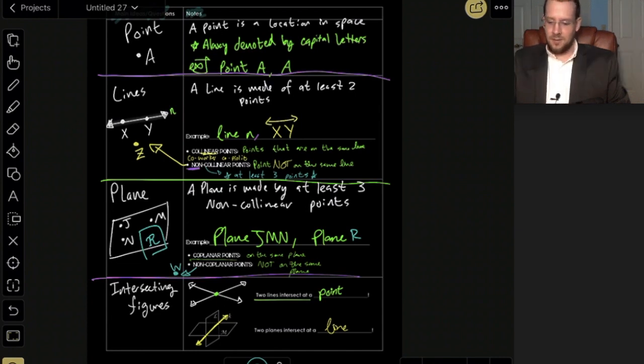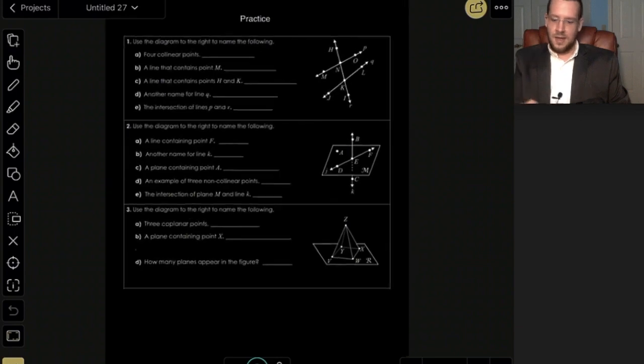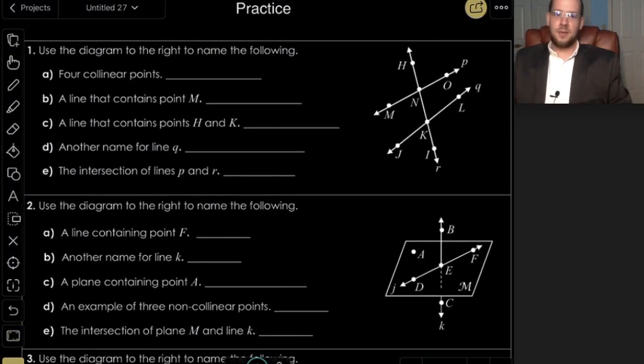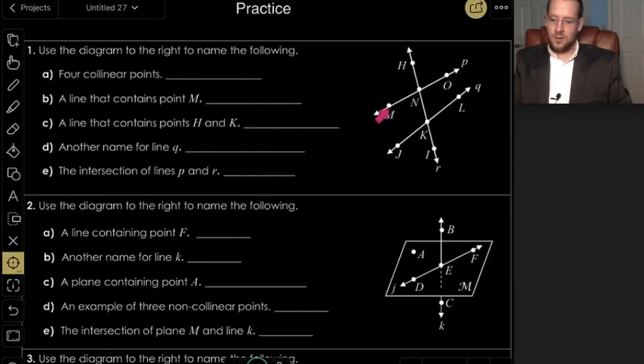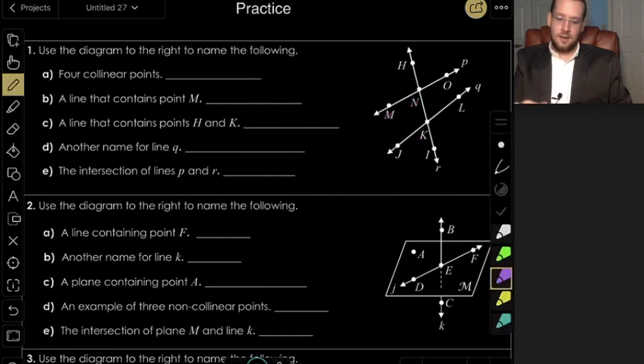I don't know what time I'm at here, but I'm just going to go a little bit further and look at a little bit of an example that we have here. Use a diagram to find the right name for the following. What we're doing is just looking to find the names. Let's find 4 collinear points. I want 4 points on the same line. So how about H, N, K, and I? These are all on the same line, right? So 4 collinear points would be H, N, K, I.